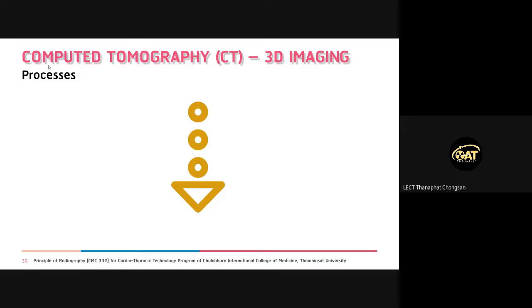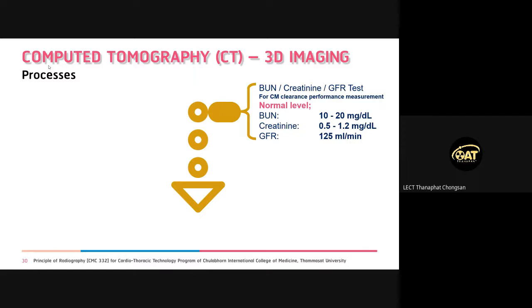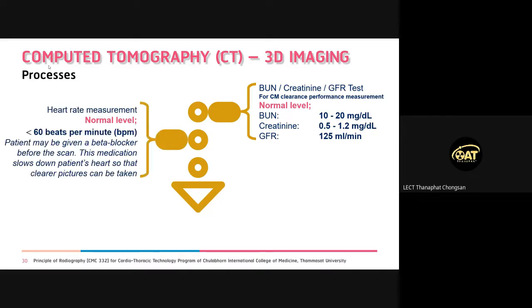For the cardiac CT process, first the patient will be examined for kidney function by using BUN, creatinine, and GFR. The normal value of BUN is 10 to 20 milligrams per deciliter, and creatinine around 0.5 to 1.2 milligrams per deciliter. This is the normal level of kidney function for a normal patient. Next, the patient's heart rate should be less than 60 beats per minute, because if the heart rate is more than 60, the CT image may be blurred or cannot be interpreted.